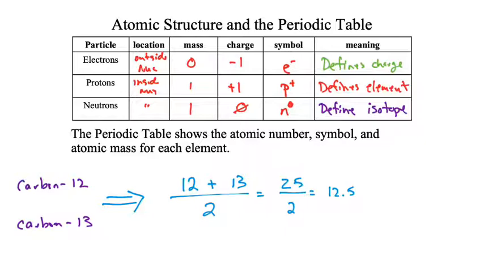But Mike, it's not 12.5. When we look at the atomic mass for carbon on the periodic table, what does it say it is? 12.01. So what is wrong with the calculation I ran here? It could be that there's more than 2 isotopes.